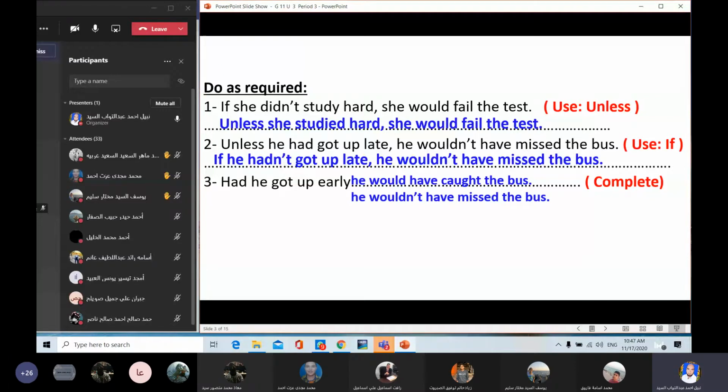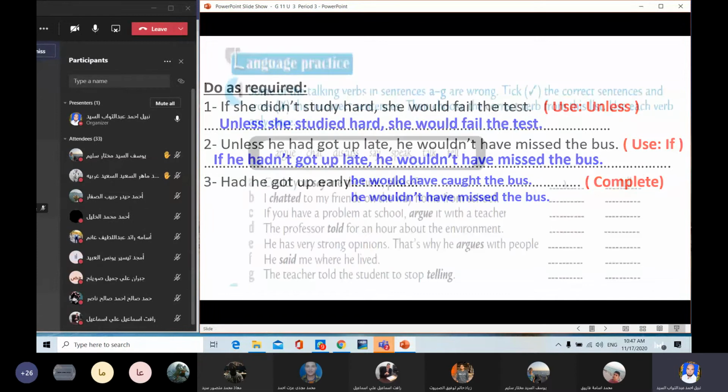Or we can change the meaning. He would have caught the bus. So instead of saying he wouldn't have missed the bus, he would have caught the bus. So this is what, Muaz? This is the third conditional. If he had got up early, he would have caught the bus, he wouldn't have missed the bus. So pay attention to the meaning, pay attention to the tense, pay attention to the grammar.